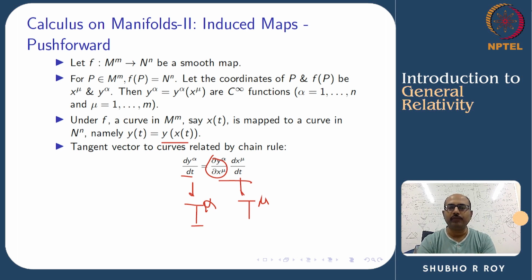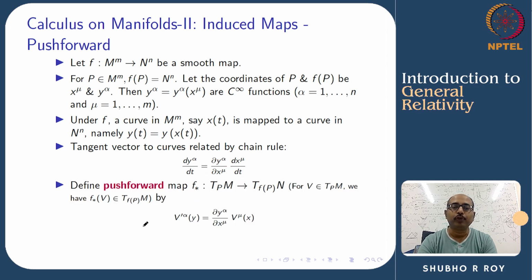Of course, this is for a tangent vector, but every vector at the point P is tangent to some curve. So we can generalize this rule to define something called the push-forward map, which is denoted by F with star downstairs, which is a map from the tangent space at P to the tangent space of the image point F of P. All right, so if V belongs to the tangent space at P, then F star of V will give you an element of the tangent space of the image point.